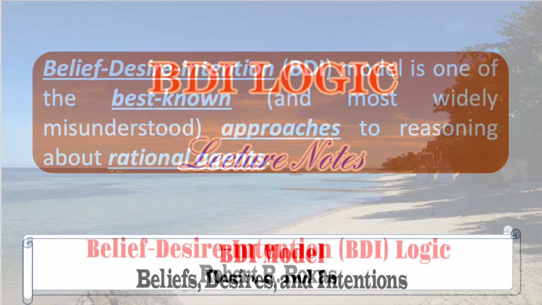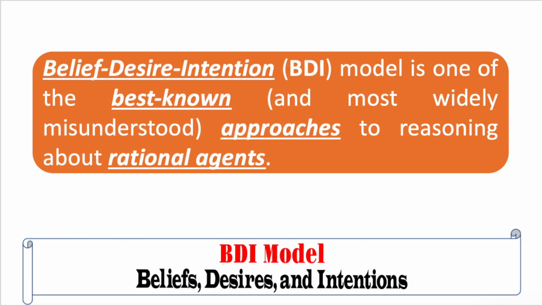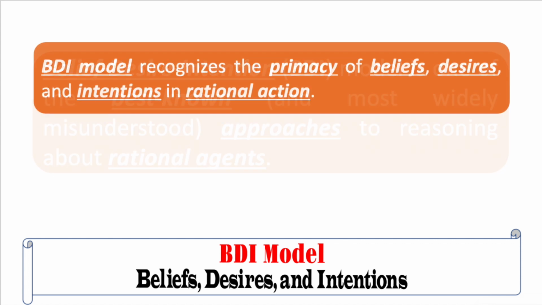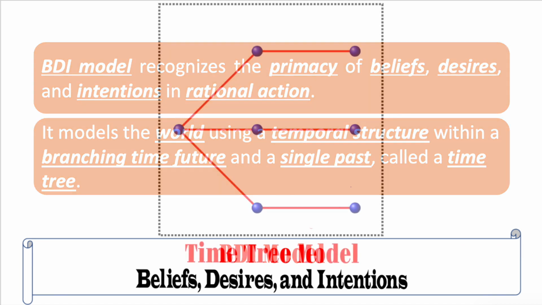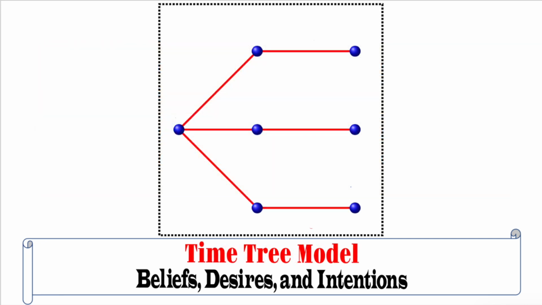Let's start now. The belief, desire, intention, or BDI model is one of the best known and most widely misunderstood approaches to reasoning about rational agents. The BDI model recognizes the primacy of beliefs, desires, and intentions in rational action. It models the world using a temporal structure with a branching time future and a single past, called a time tree. The node of this time tree is called a situation, that is, a particular time point in a particular world. The nodes labeled S, T, U, V, W, X, and Y are the time points.